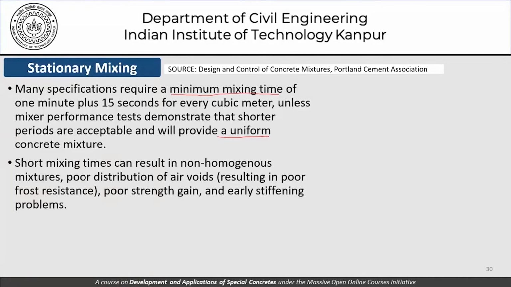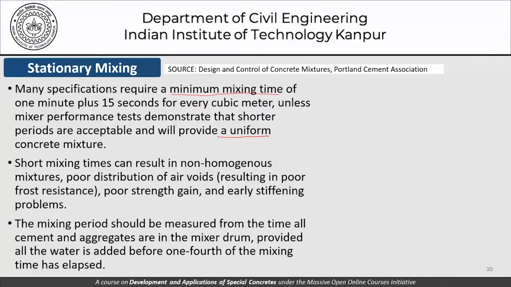Short mixing times can result in non-homogeneous mixtures, poor distribution of air voids resulting in poor frost resistance, poor strength gain and early stiffening kind of problems. The mixing period should be measured from the time all cement and aggregate are in the mixer drum, provided all the water is added before 1/4 of the mixing time has elapsed. So this is a matter of convention, how should we measure the mixing period? One way of looking at it is this.